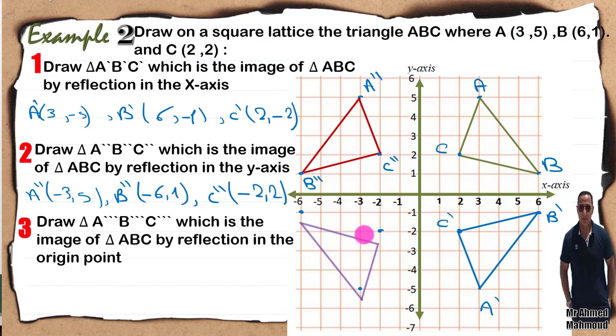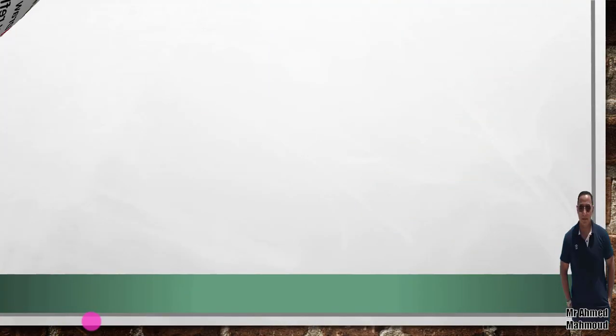So it will be like this. This is A triple dash, C triple dash, B triple dash. Okay, let's solve the next question.